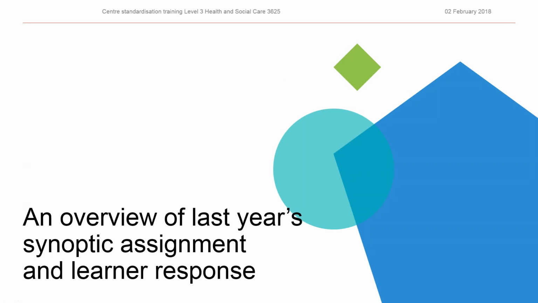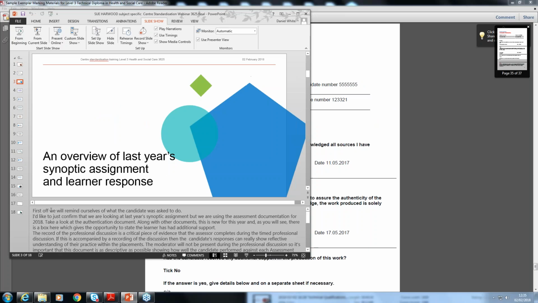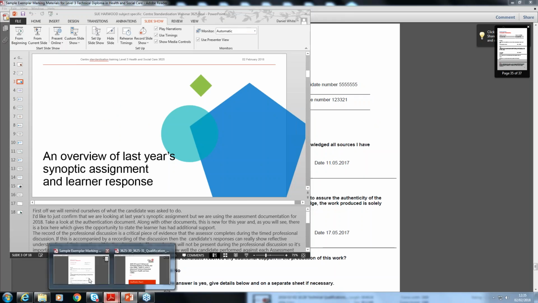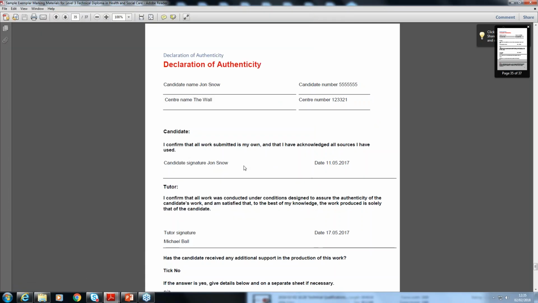So you were all given copies of some exemplar material last year, and just to review some of the forms, the Declaration of Authenticity, which is a really important document for all learners to have against their synoptic assessment, signed by the learner, signed by the tutor, stating whether the learner's received any additional support, but also authenticating that it is their work. So all learners need to have that completed, please.